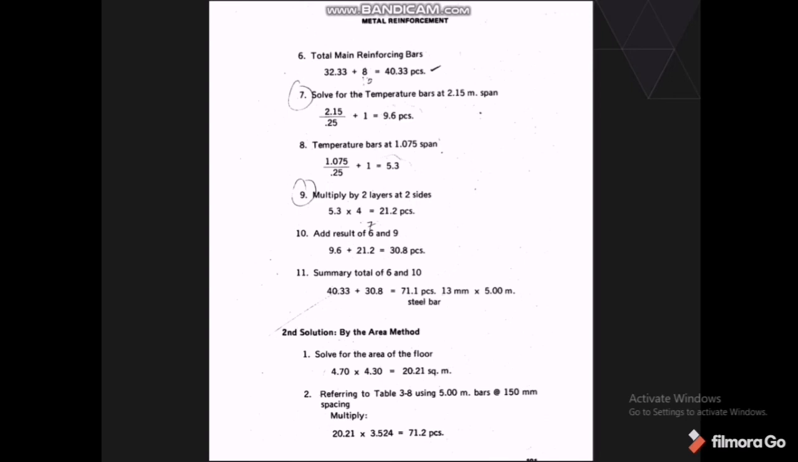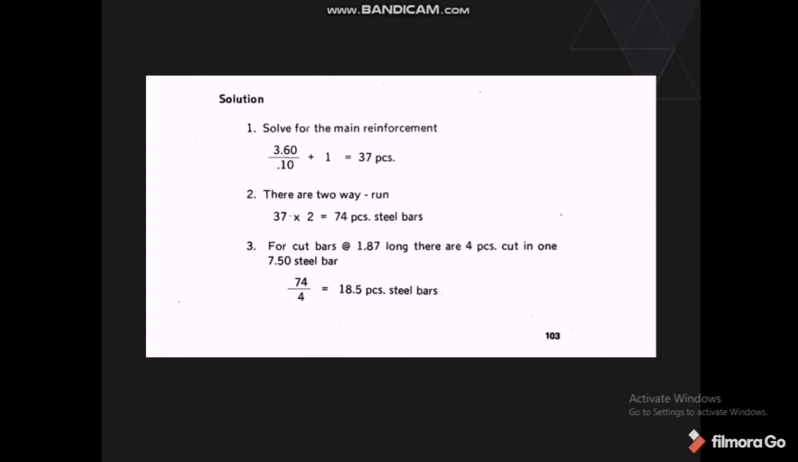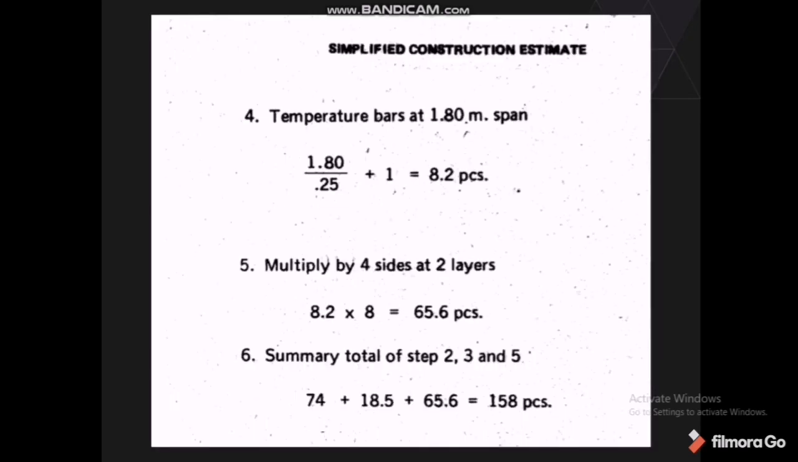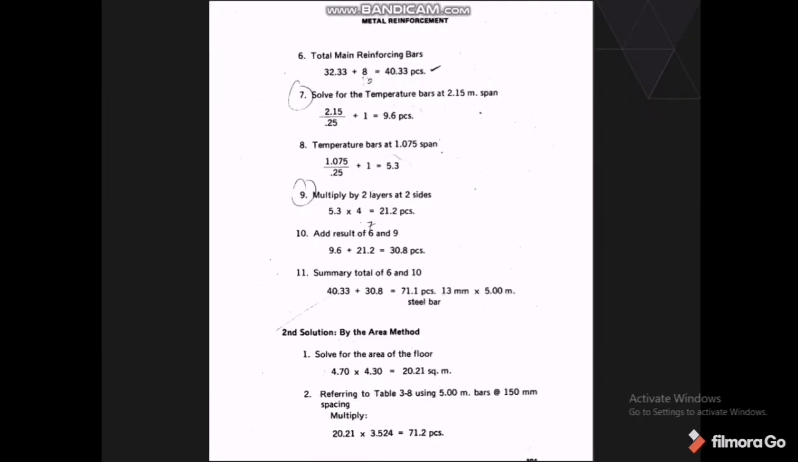Then for number 2, referring to table 3.8, so 3.8 is not included. So in table 3.8, using 5 millimeter at 150 millimeter spacing, multiply 20.21 by 3.524 equals 71.2 pieces.